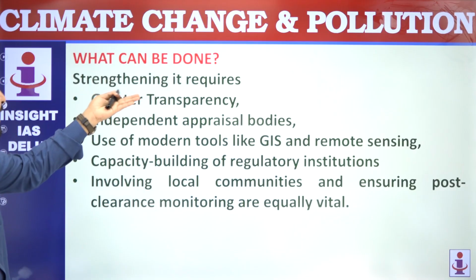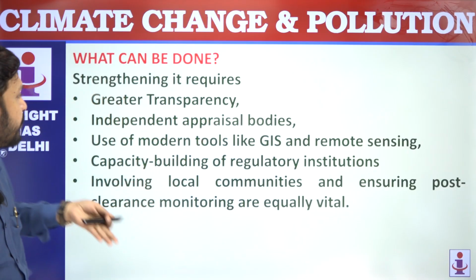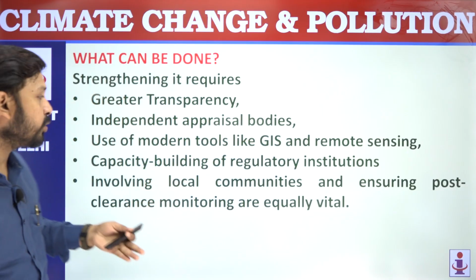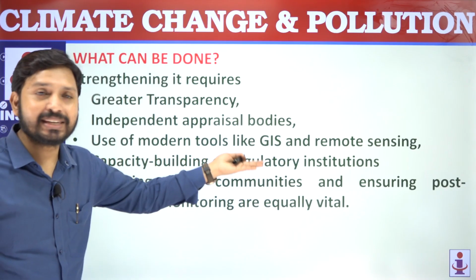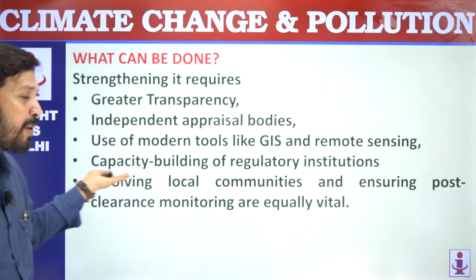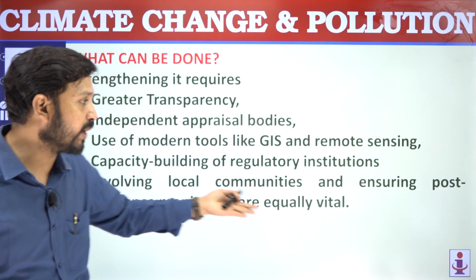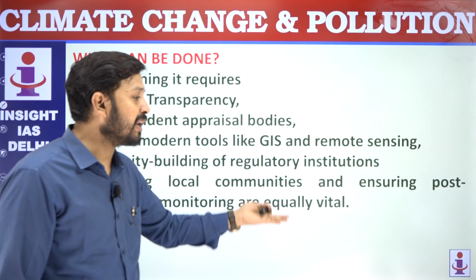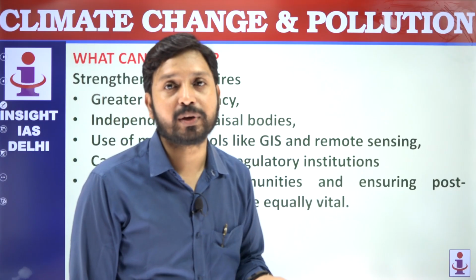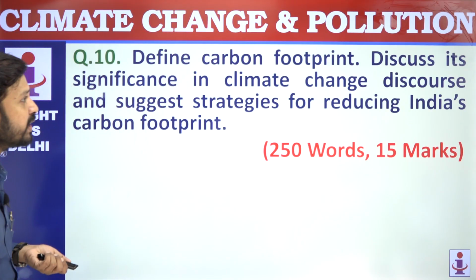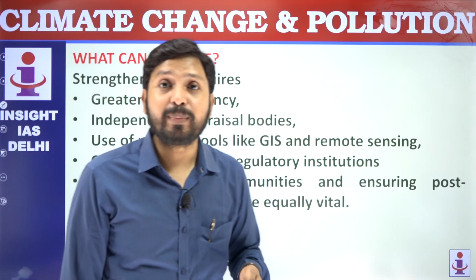For example, strengthening requires greater transparency, an independent appraisal body, use of modern tools like GIS and remote sensing, capacity building of regulatory institutions, involving local communities, and ensuring post clearance monitoring, which are equally vital. So these are the things they have to do so that we can protect the environment along with economic development. Both should go hand in hand, then only we can progress as a whole country and we can develop.